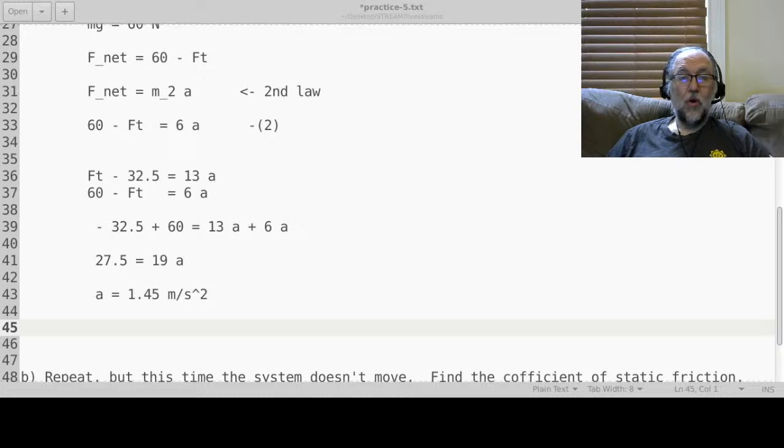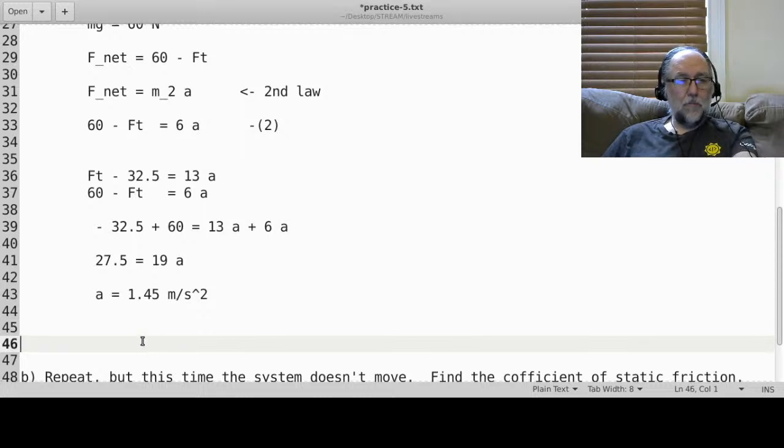I've never really figured out why it does this sometimes and why it doesn't. I thought I did, but I didn't. As long as I notice it fast enough, you won't be staring at a blank screen for very long. All right, so let's go on to part B here.